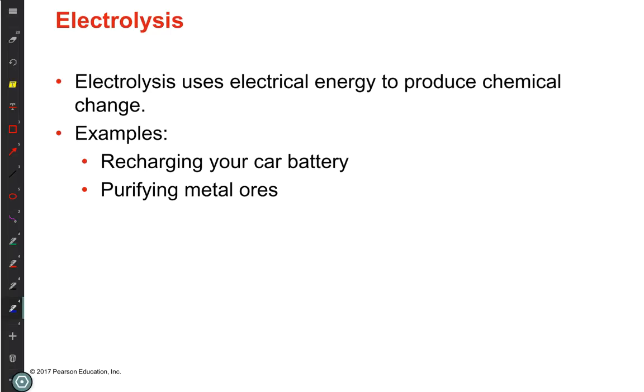What's electrolysis? Using electrical energy to produce chemical change. Well, that's true. Let's say my sister's brother-in-law, I think he does electrolysis for hair removal. I believe that's what they call it, and you're basically putting little arcs in there and killing the hair follicles.